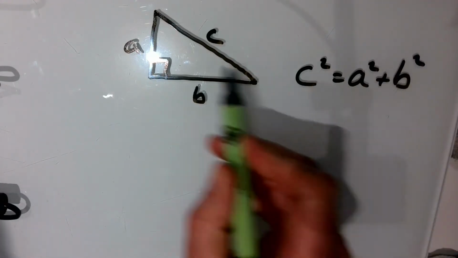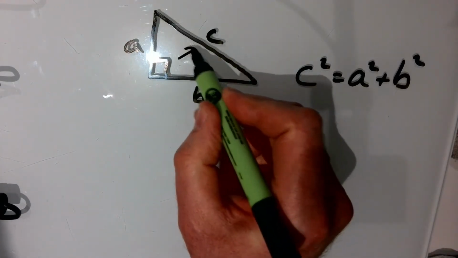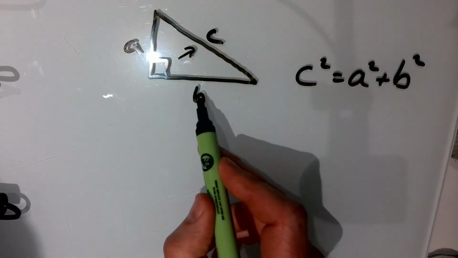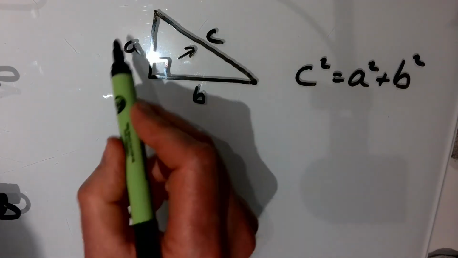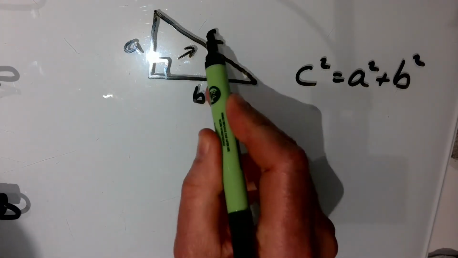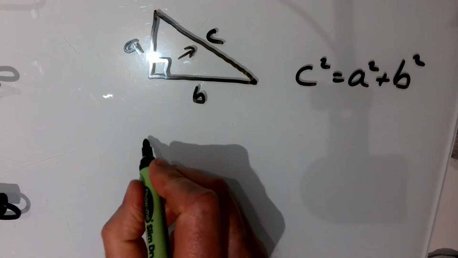Now C is always the longest side, and the longest side on a right angled triangle is always the one opposite the right angle. So this squared plus this squared equals this squared. The other thing worth mentioning, it doesn't matter which ones you label A and B, they can be either way around. C is the important one to get right. Let's take a wee look at a couple of examples.